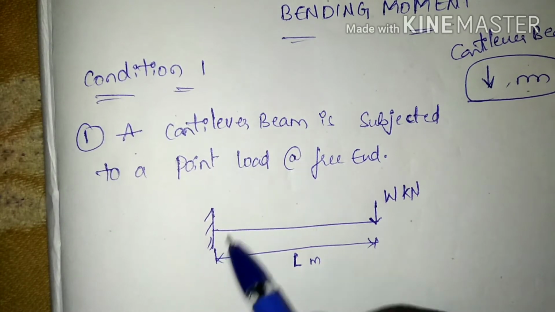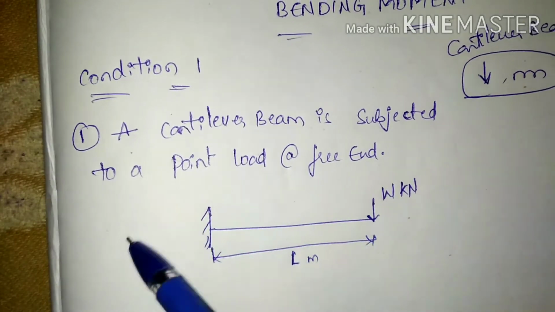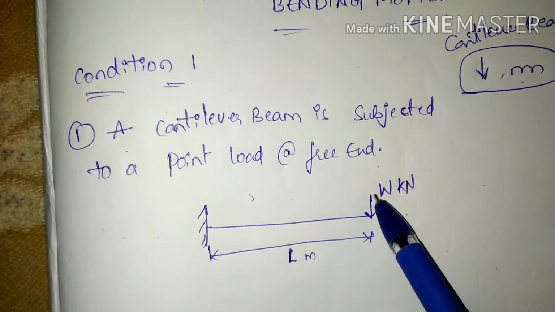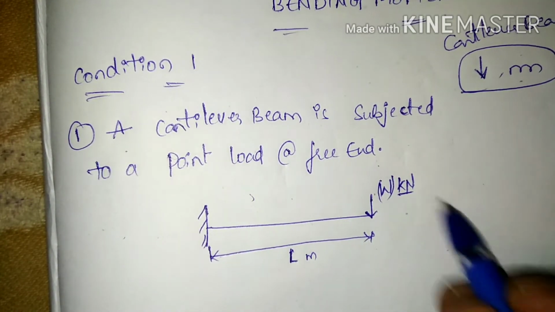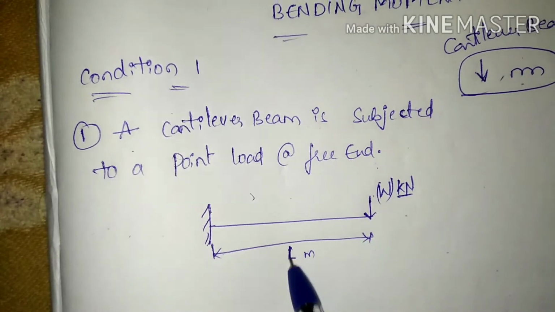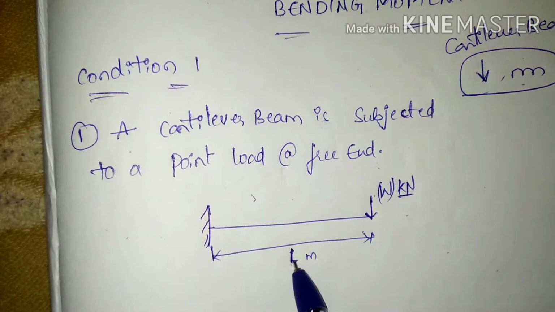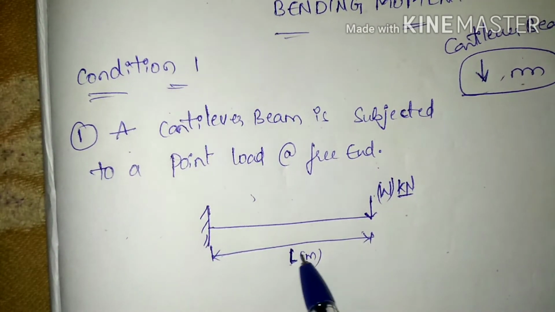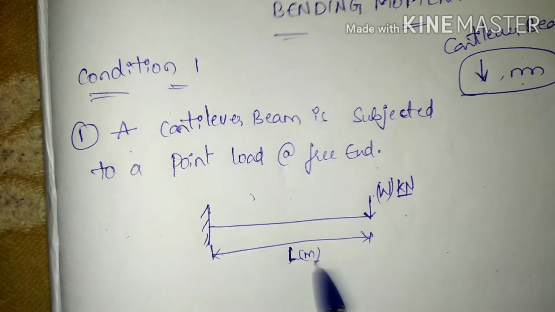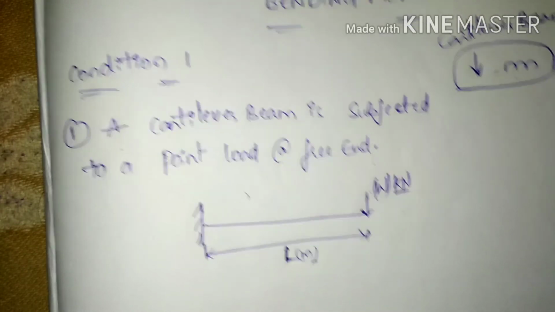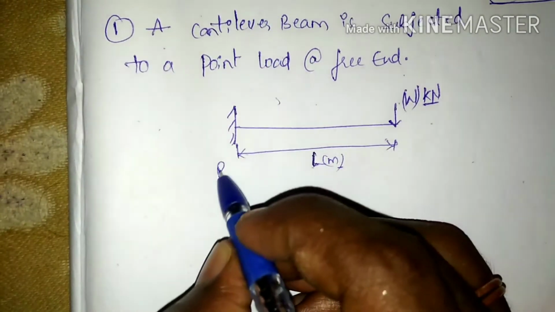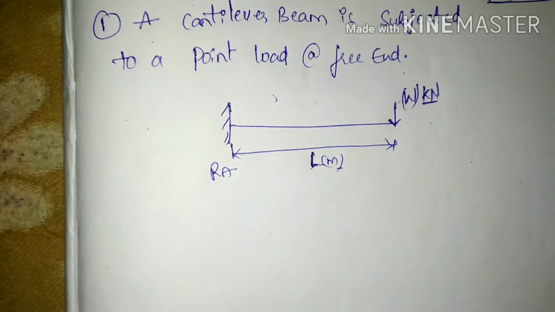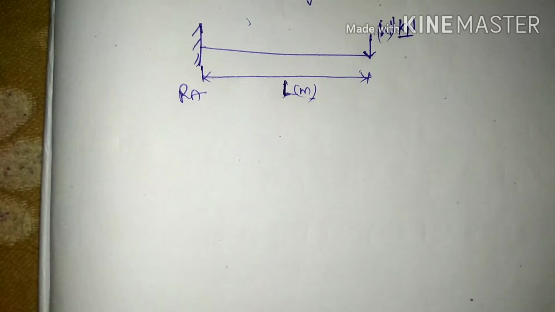Here a cantilever beam is subject to a point load at the free end. Here at the free end is W, which is in kilonewtons, and the span of the cantilever is L meters. So we are going to derive here RA. We don't have any RB here.